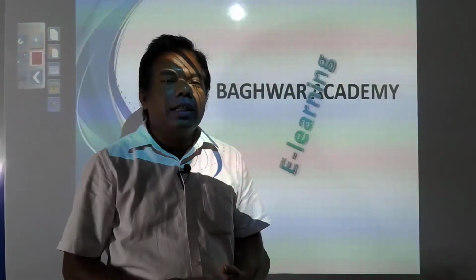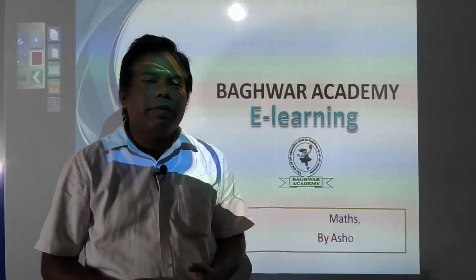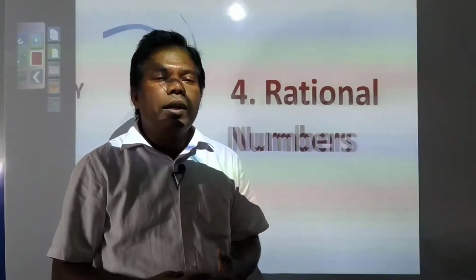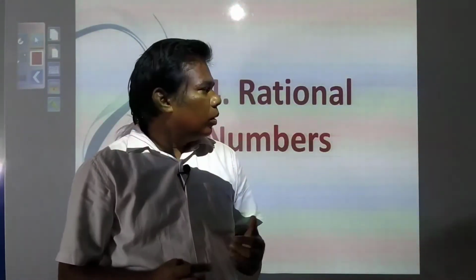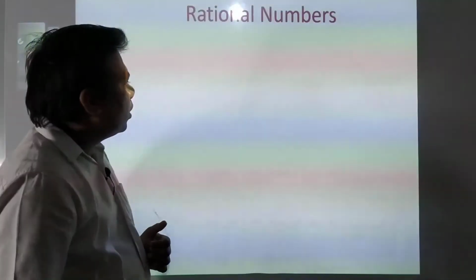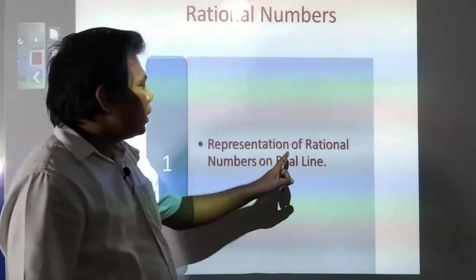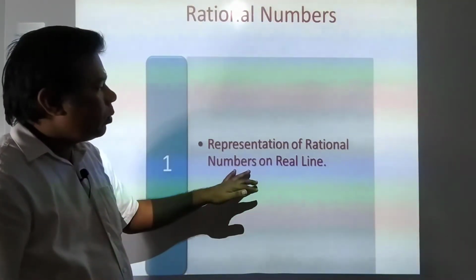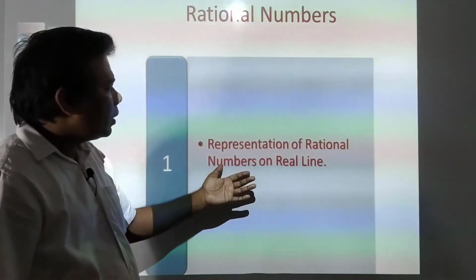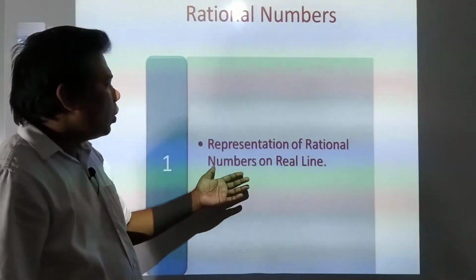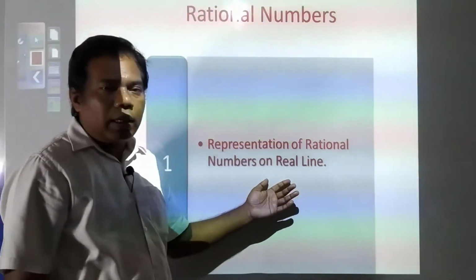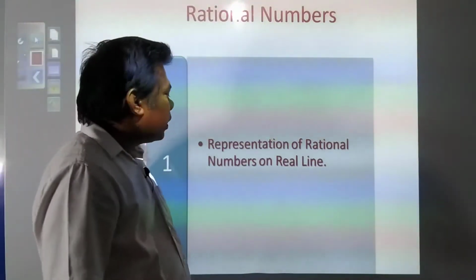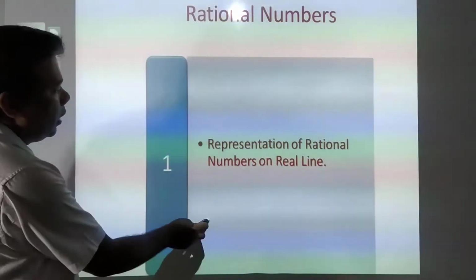As we have started rational numbers, many things we have already done, and even in the last class we had seen exercise 4a. I hope you must have done it in your notebook. Today we will see representation of rational numbers on the real line. This is not very new for you, as you have already done it in the previous class, and you know how to represent integers on the real line, so it will be easier to understand if you know that. So let's start representation of rational numbers on the real line.